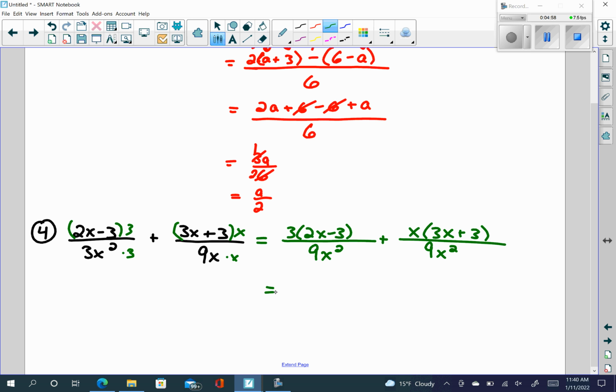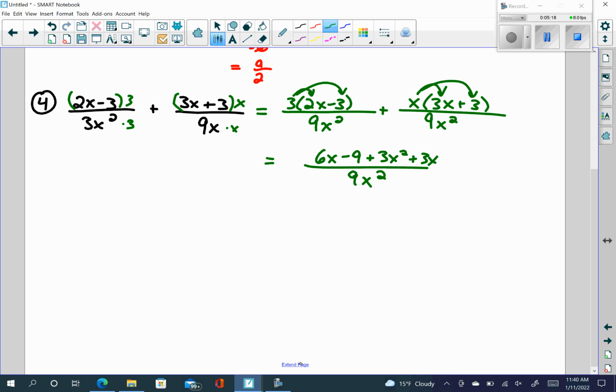Now we're going to make one big fraction. Now here, because it's a plus sign, I don't have to worry about distributing any negatives, so we could go ahead and distribute in this step as we bring it down. So we're going to get a 6x minus 9. Over here I want to distribute an x, so we'll get a plus 3x squared plus 3x up top.